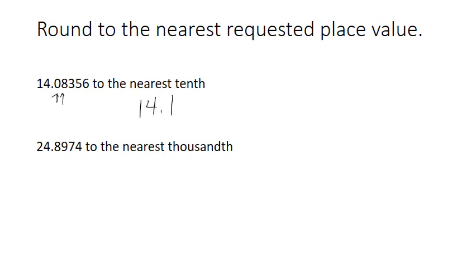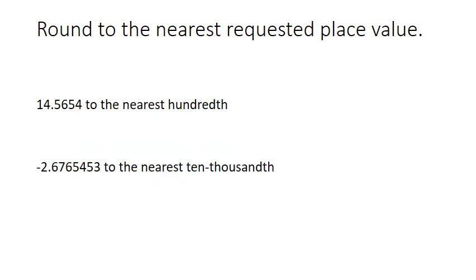If I look at the next one, the nearest thousandth, we have tenths, hundredths, thousandths. I look at the digit right next to it. If that number is 4 or smaller, we keep the digit as it is. We leave the 7 as is, so our answer is 24.897.